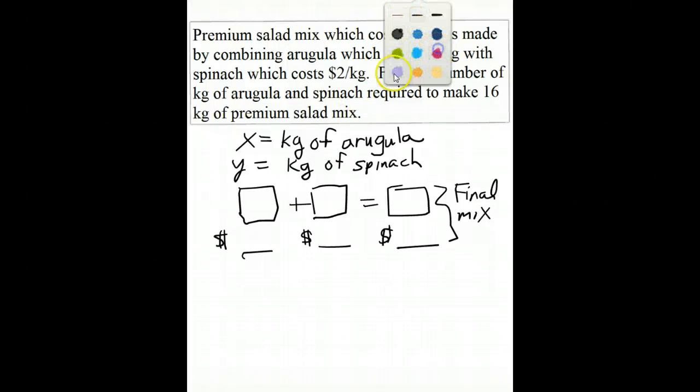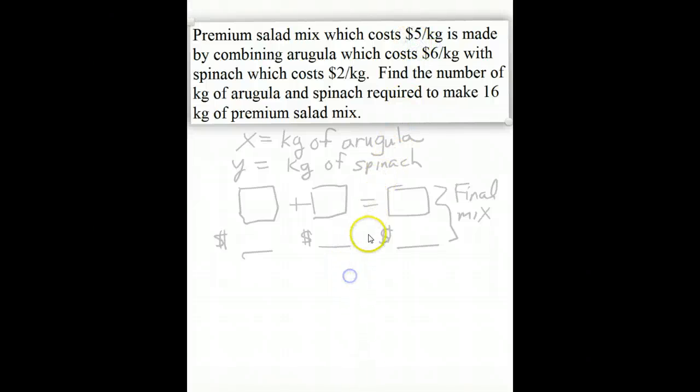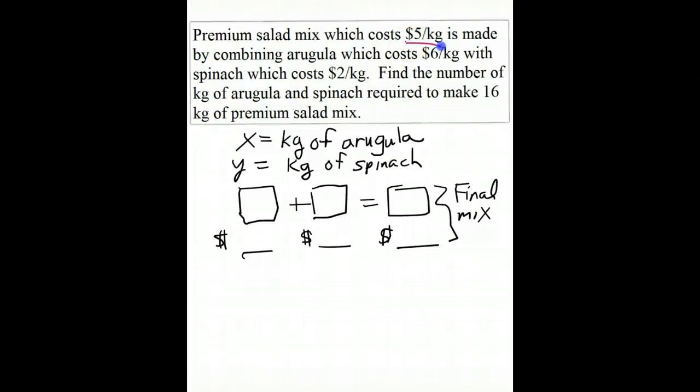All right, so anyway, we look at this premium salad mix, which costs $5 a kilogram. Basically, we're looking at this thing costing us $5. That's the premium mix. It's made by combining the arugula, which costs $6, and remember, we made x arugula. So I'm putting my $6 in here and my $2 in here. That's my spinach and my arugula.